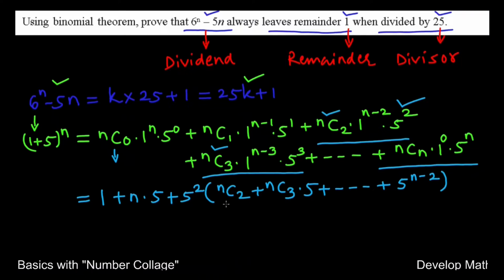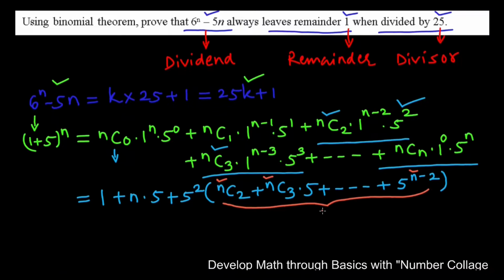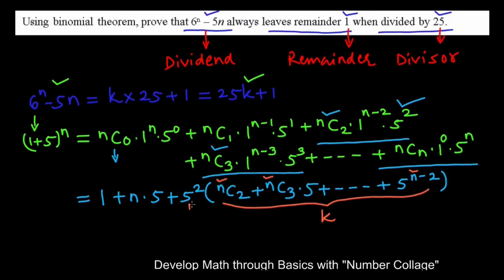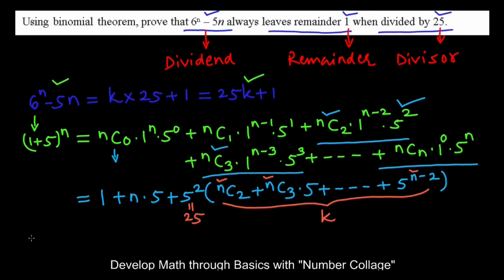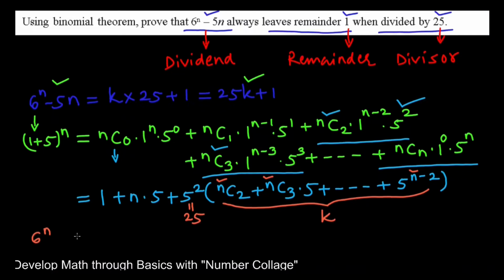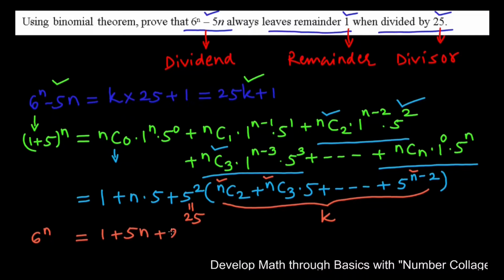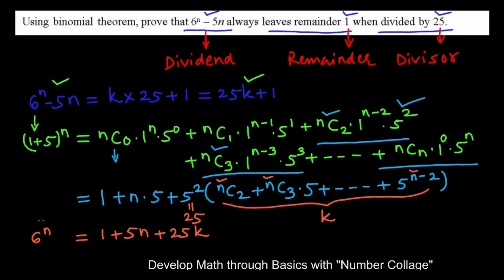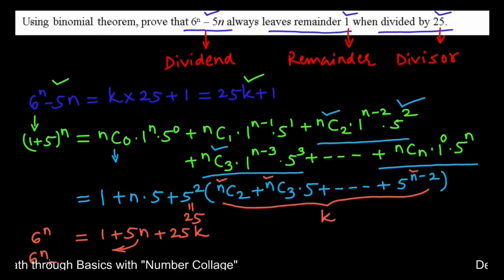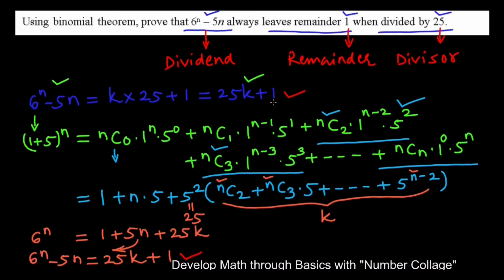Now here, for any non-negative integer n, this whole bracket will be a constant k, and this 5 square is 25. So we get 1 plus 5 raised to n, that is 6 raised to n, equals 1 plus this 5n plus this 25k, which we can rewrite as 6 raised to n minus this 5n equals 25k plus 1, which is exactly what we have to prove. So hence the statement is proved.